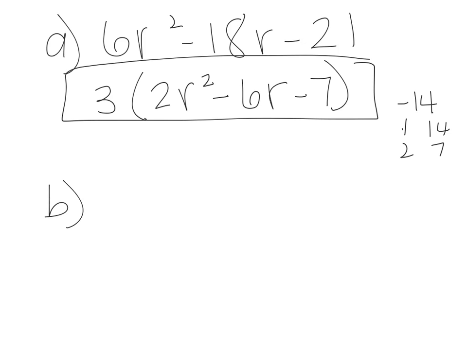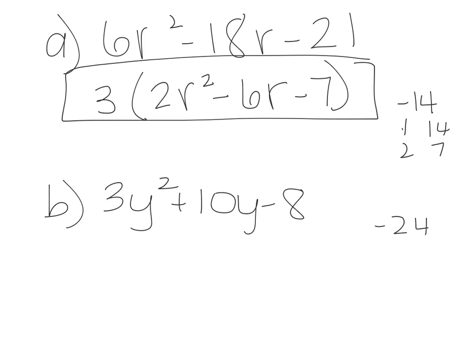Okay, for part B, you have 3y squared plus 10y minus 8. No GCF because 3 does not go into 10. So I'm going to do my father drives a red Mustang. 1 and 24, 2 and 12, 3 and 8, 4 and 6. I'm looking for the one that adds to 10. On first glance, you may say, well, I could do 2 and 12 or 4 and 6. Both of those get me some combo.